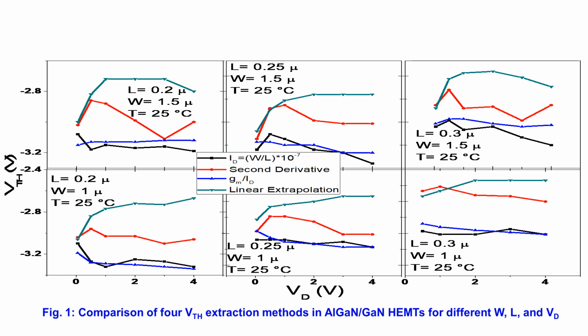The second method was the second derivative method, in which the drain current by gate voltage curve is differentiated twice, and the VTH corresponds to the projection of the maximum point of the resulting curve onto the voltage axis. The third was the transconductance divided by the drain current method. The last was threshold extrapolation, in which VTH is determined by linear extrapolation of the drain current by gate voltage curve at the point of maximum transconductance, GM. As shown in Figure 1, linear extrapolation provides the most consistent VTH values across different geometries and bias conditions.